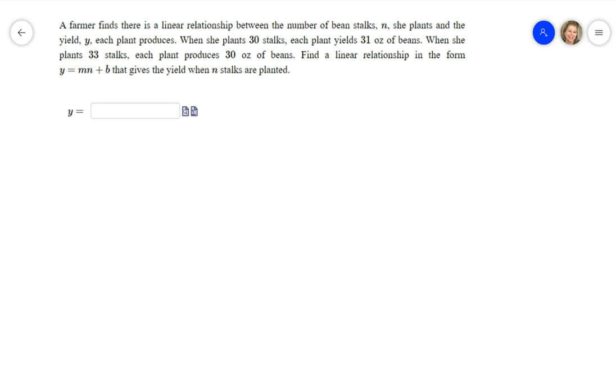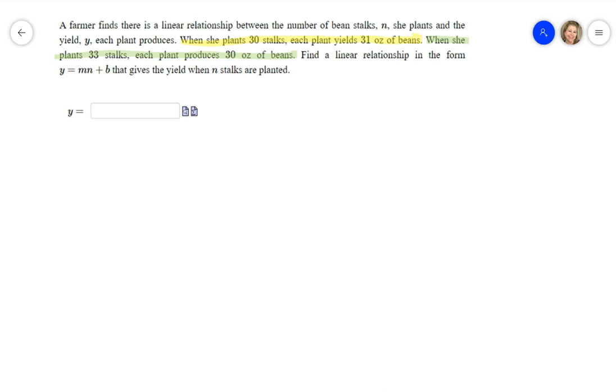Okay, this is problem number 2, and it is pretty much identical to problem number 1 in how you solve it. A farmer finds there's a linear relationship between the number of bean stalks N that she plants and the yield Y each produces. When she plants 30 stalks, each yields 31 ounces of beans. Let's see, they want N to be the stalks. Okay, let me keep reading here. When she plants 33 stalks, each produces 30 ounces of beans.